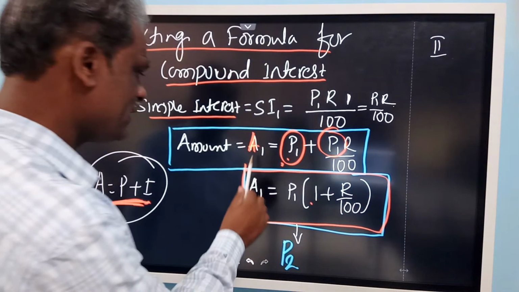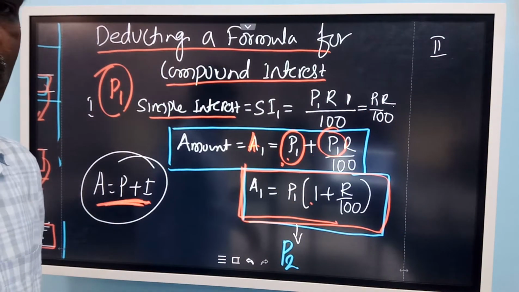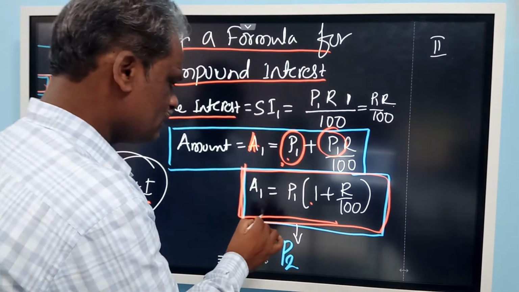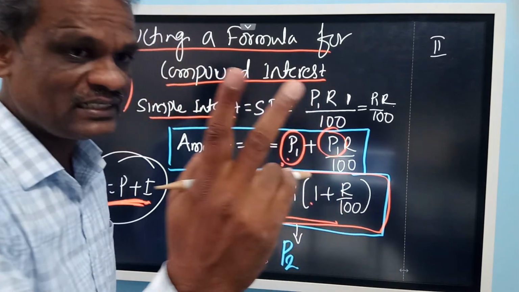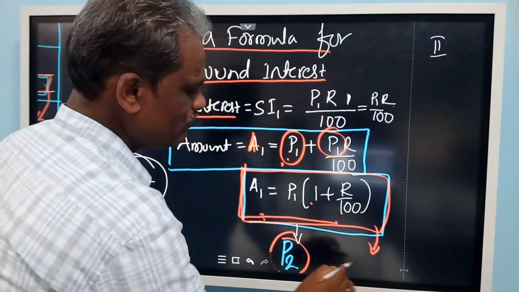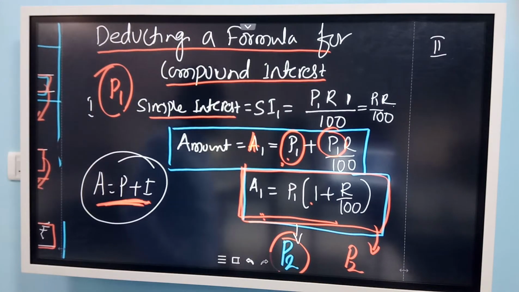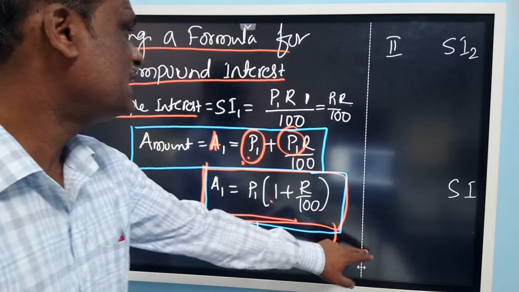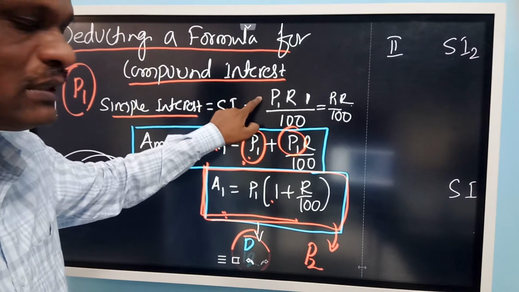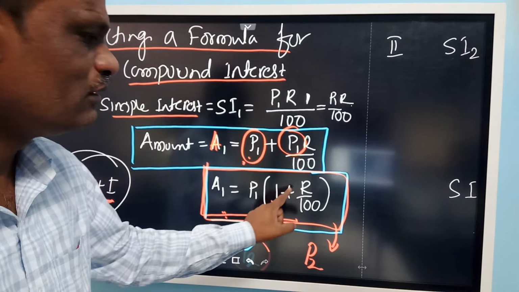And this will become the principal for the next year. Isn't it? Yes, sir. Since it is compound interest, this amount will become the principal for the second year. That's why I am taking P2. This is P2 now, the principal for the second year. So now again we will calculate the simple interest. Now the principal has changed. First year we had P1, second year the principal will become P2. P2 is this value.